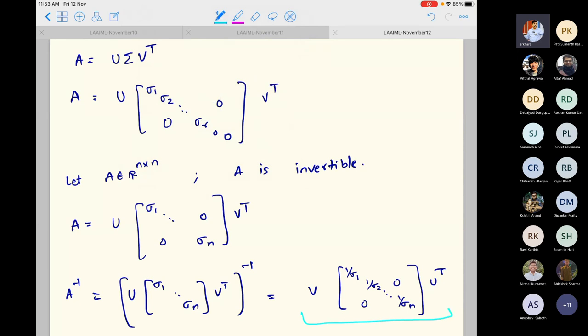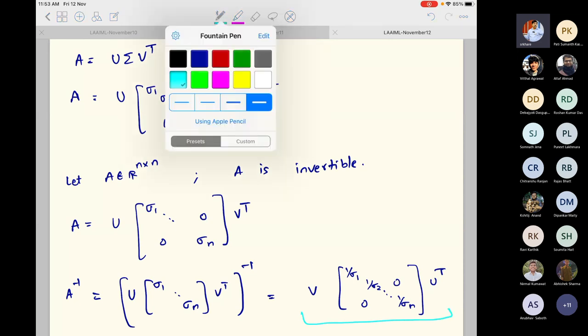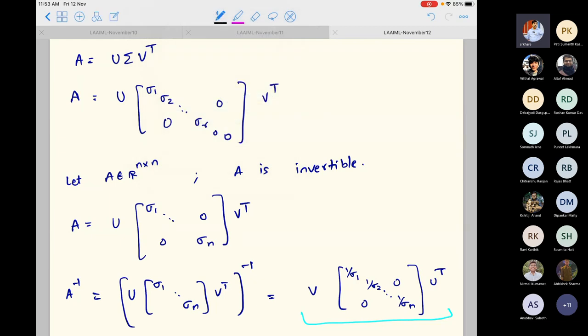But the only thing we have to be careful about is the following. In this particular SVD of A, we know that sigma 1 is greater than or equal to sigma 2 is greater than or equal to sigma n, which is strictly greater than 0. Is that right? That is what we have. But now, because of this relationship, you see that 1 upon sigma 1 is less than or equal to 1 upon sigma 2 is less than or equal to 1 upon sigma n, and these are strictly greater than 0. Do you agree?